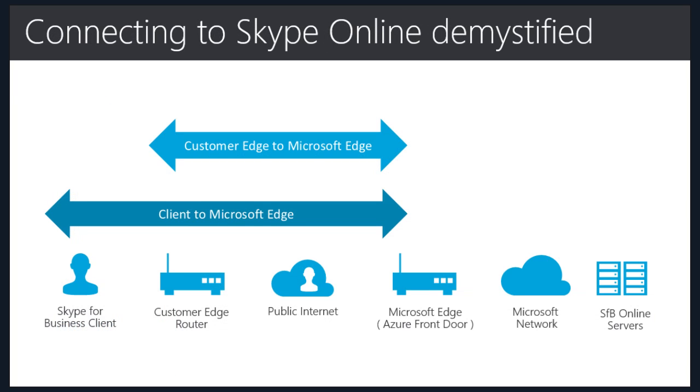So what are we testing? Between your customer edge router and the Microsoft Edge. This is easiest done by placing a PC in the DMZ, preferably directly into the router. And we should use a customer PC, so a PC that would also be used to run Skype for Business, on the customer network, between the customer network and the Microsoft Edge.